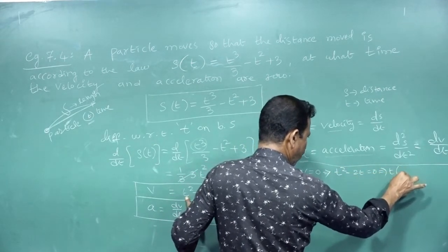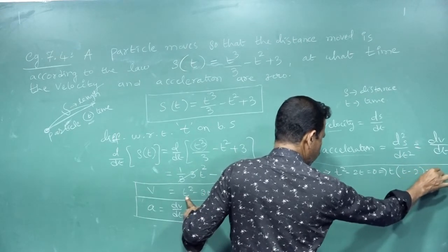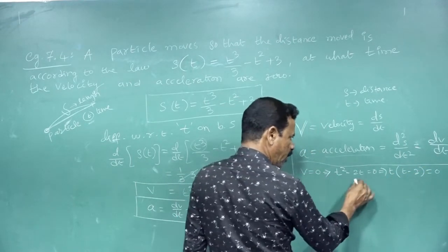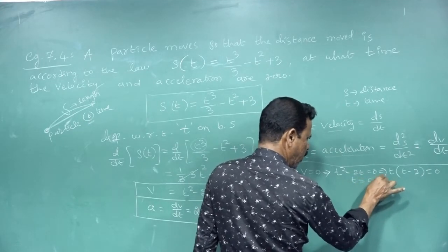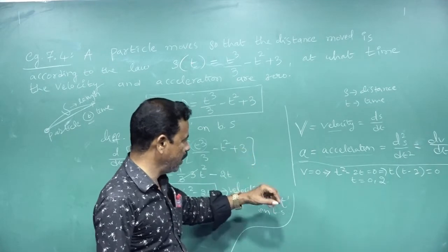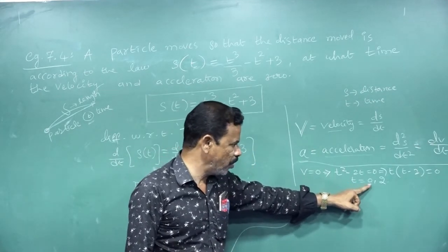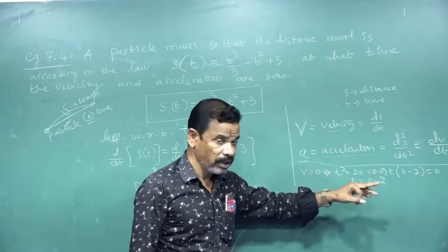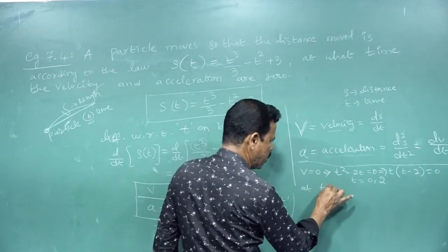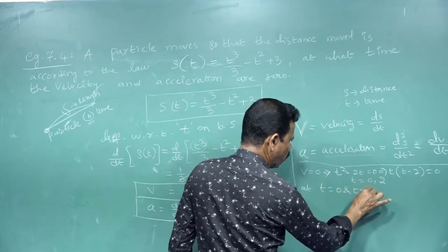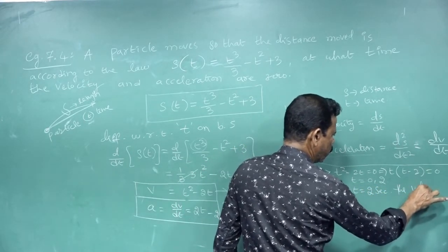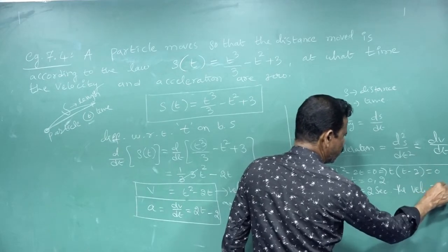Then here t common, t minus 2 is equal to 0. Here two factors, t and t minus 2. Then t values, so t is equal to 0 and 2. So at what time is it asking? At time t is equal to 0 and t is equal to 2, that velocity is 0. At t is equal to 0 and t is equal to 2 seconds, the velocity is 0.